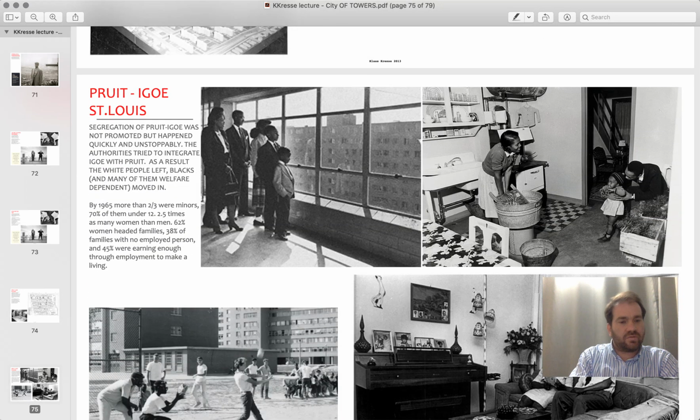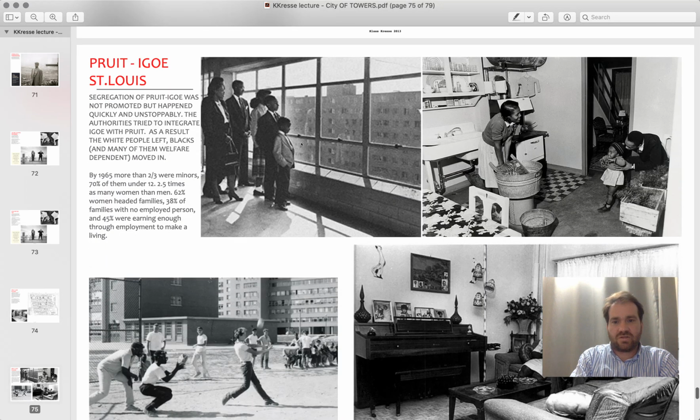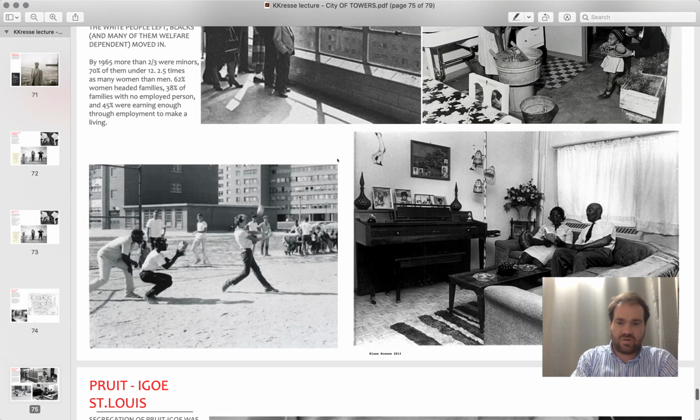Pruitt-Igoe documentary. So here are some images of how it worked in the beginning, proud owners of their new apartment. Everything is clean and works, and all of a sudden people have facilities that were much better than what they had before, a sense of community, belonging together.